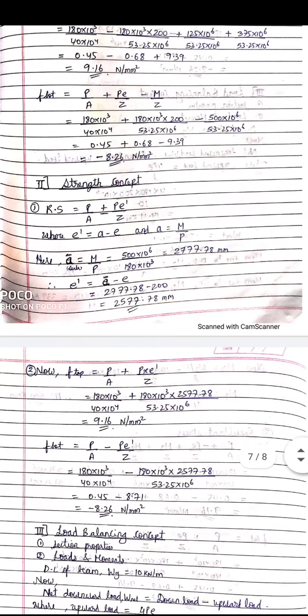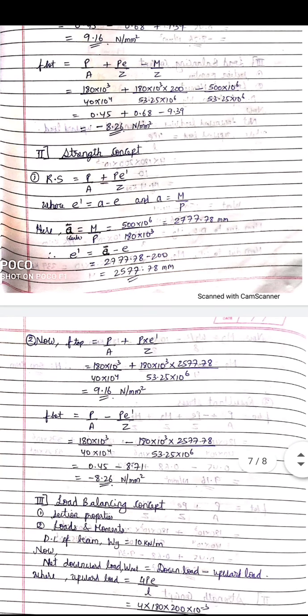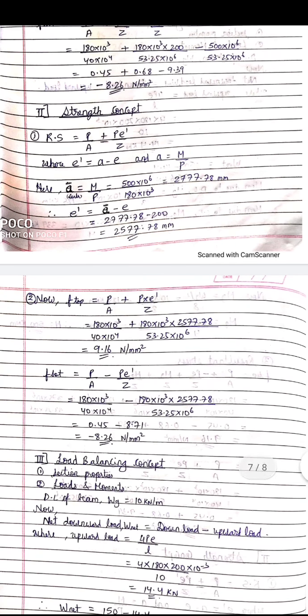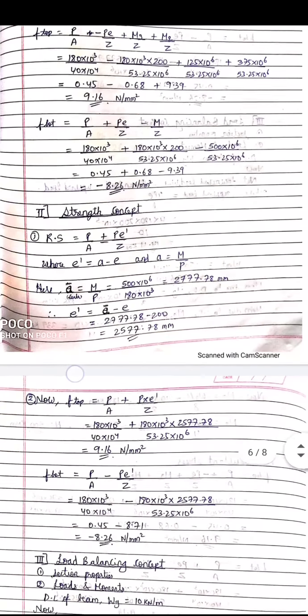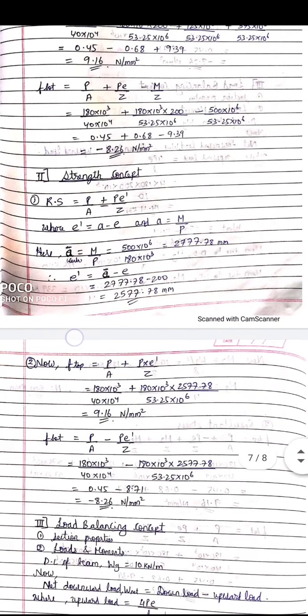Now F top is given by P by A plus PE dash by Z, where E dash you have just calculated. So this gives your F top as 9.16 Newton per mm square. Similarly, your F bottom is given by P by A minus P into E dash by Z. Remember, in this the formula is P into E dash, where E dash is A minus E. So F bottom you got as minus 8.26. So now you can see from the first method also we got F top as 9.16 and F bottom as minus 8.26.